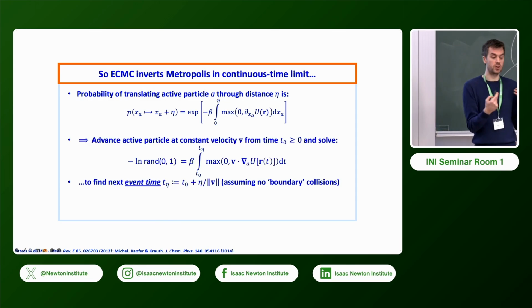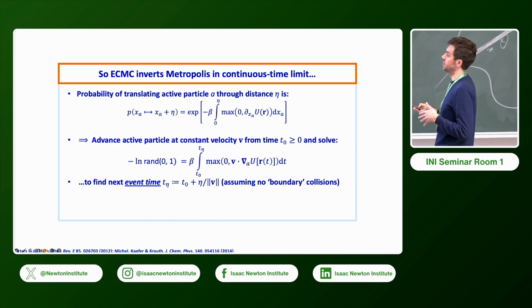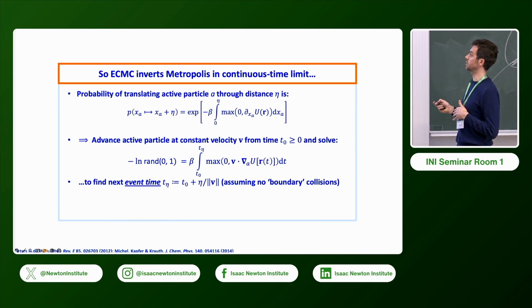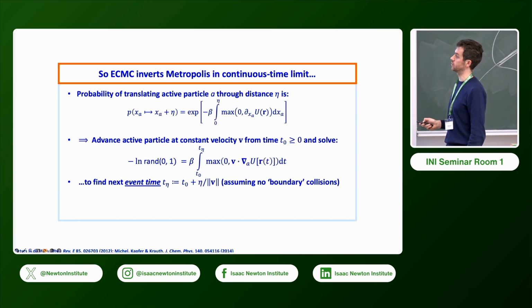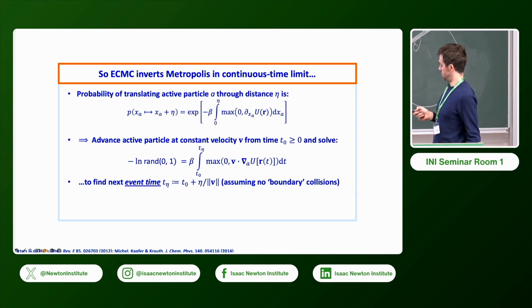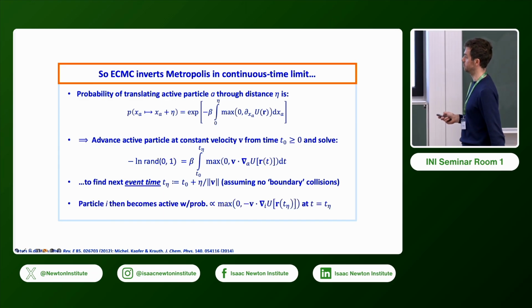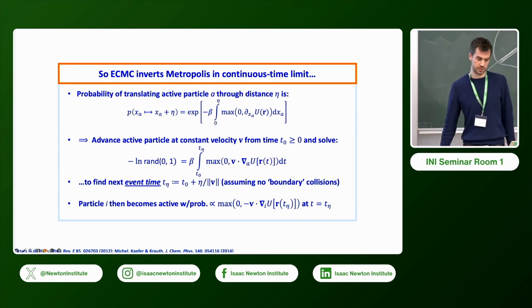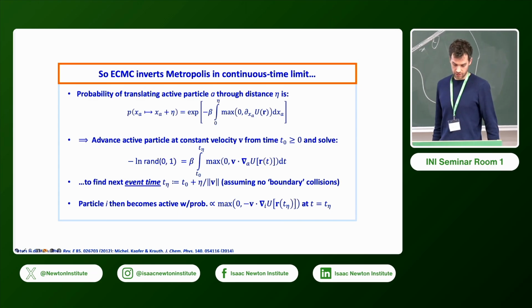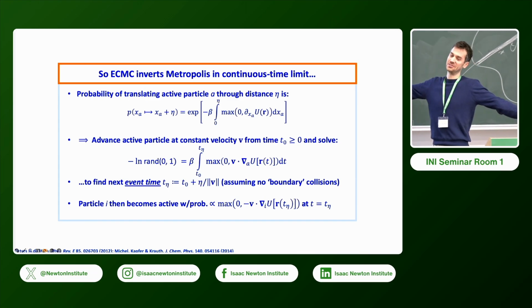So this then corresponds to event chain Monte Carlo advancing some active particle at some constant velocity v from some time t0 and solving this equation. So solving minus log random number for t of eta to find the next event time. And this is assuming no what we call boundary collisions. We don't need to worry about that. And then particle i becomes active with probability proportional to max of 0 and so on. And this balances flows in some sense. Okay? All good? It's loose, but we're doing physics, so it's fine.